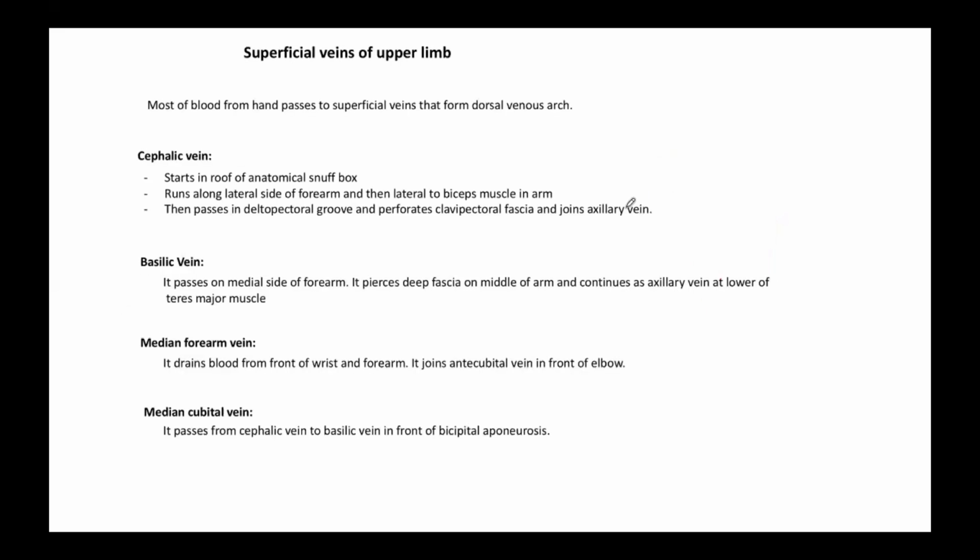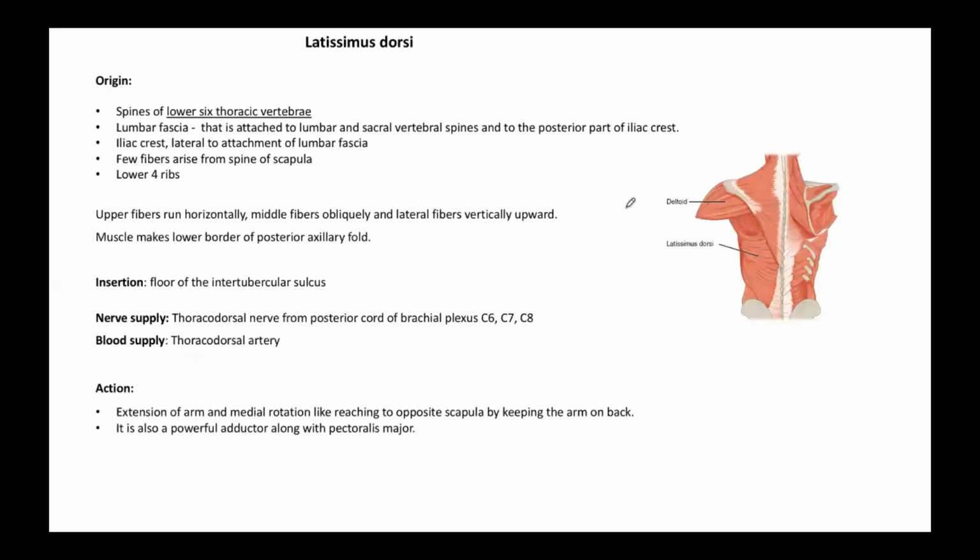So let's finish the muscles and then we come to veins. So another important muscle of the back is latissimus dorsi. This is also a large muscle of the upper limb, but it's mostly located on the back, but it acts on upper limb movements. So this starts from T6.